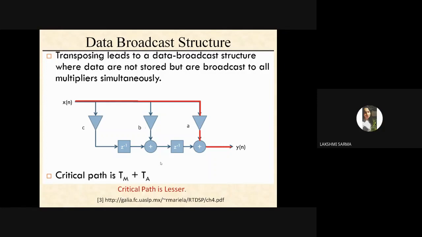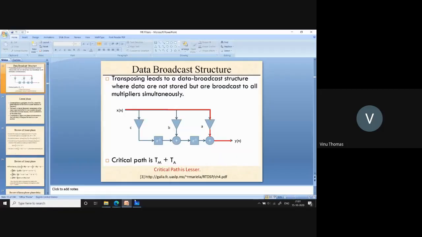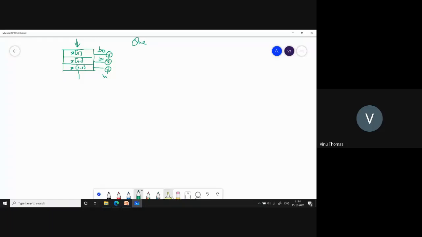The critical path is reduced. So what is the advantage in reducing the critical path? You can have a slightly larger sampling frequency, because the next sample can appear Tm plus Ta seconds after one sample has appeared. In the earlier case, it was Tm plus 2Ta. So you are reduced by one adder, the time required for one adder. This might not be significant, but still you have a slight advantage.